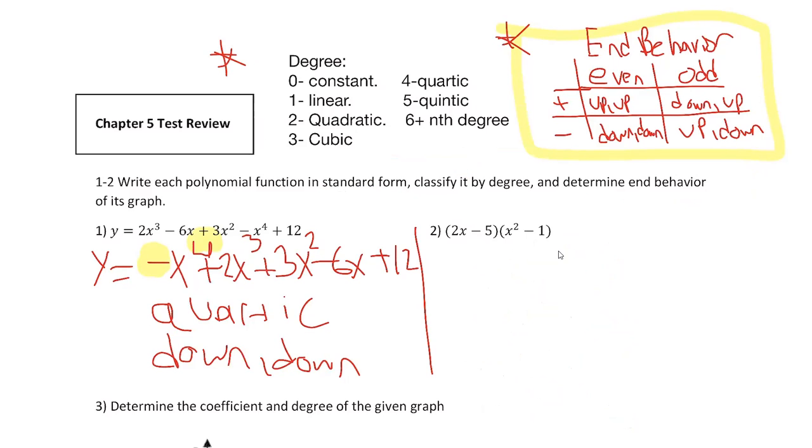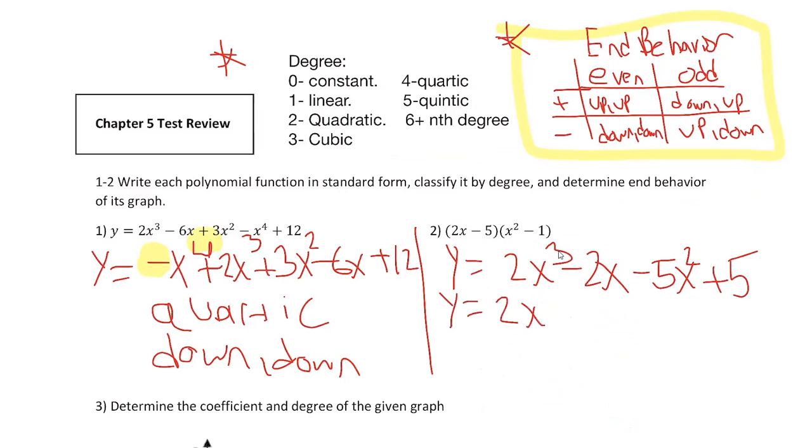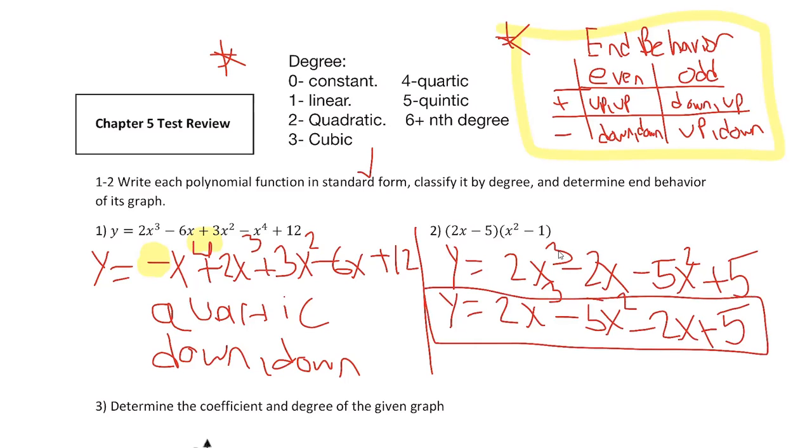So we're going to have to FOIL this one out. If we FOIL it, we'll have 2x cubed minus 2x minus 5x squared plus 5. So we want to rearrange that so it's in standard form. We have to swap the x squared and the x part, basically. So that would be our standard form here.